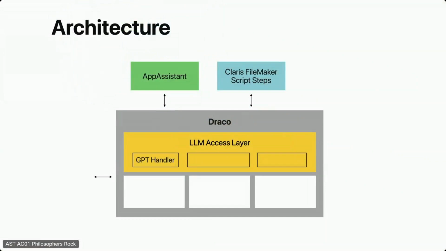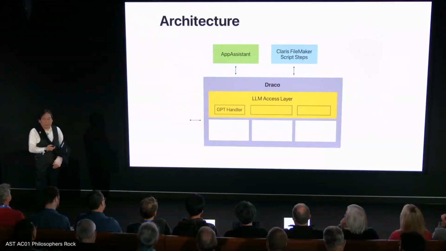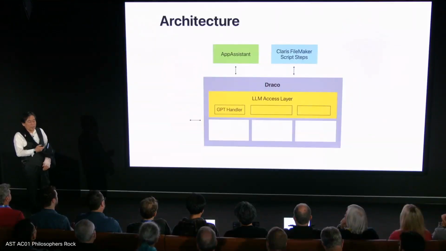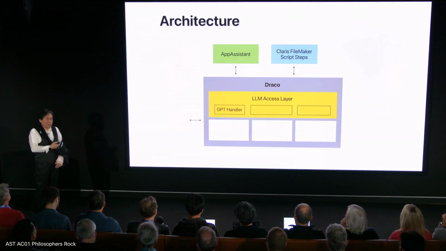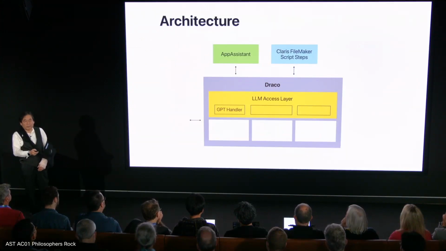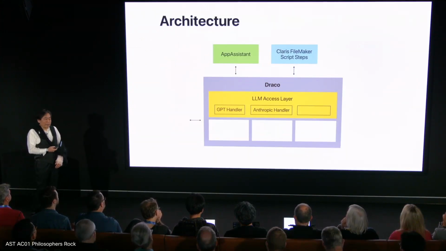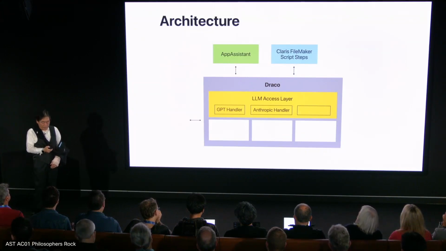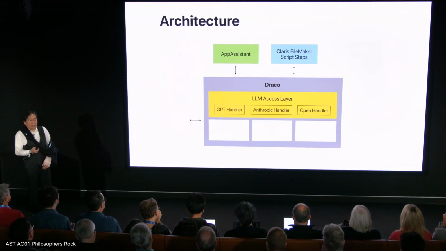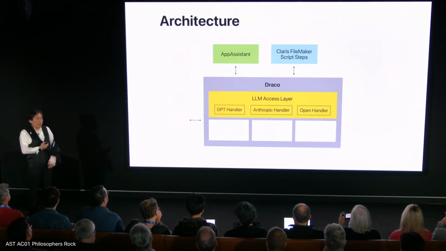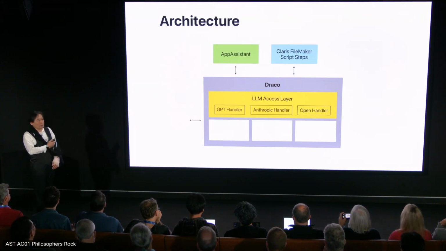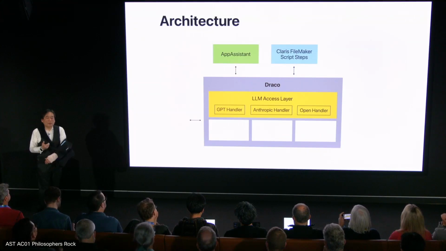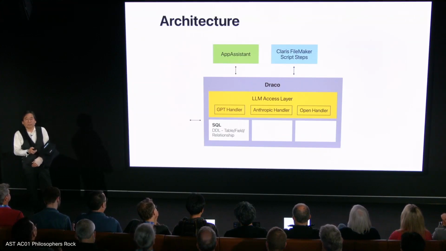So we build a GPT handle inside it to talk to OpenAI GPT, that's GPT-3.5 Turbo, GPT-4, GPT-1106, up to your choice. And we build an Anthropic handle to talk to Anthropic for the cloud LLM. And we build an open source handle to allow you to talk to an open source LLM if you choose to set up your own LLM server.